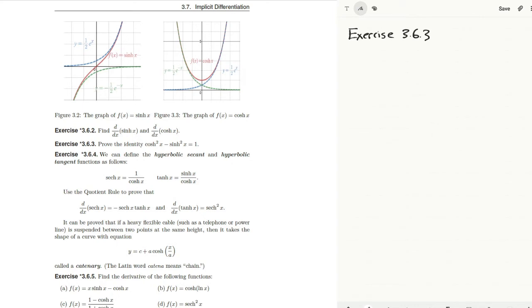So now let's look at an identity. Recall that for the trig identity, we have cos squared of x plus sine squared of x is equal to 1. Now the hyperbolic functions will satisfy the identity cosh squared minus sinh squared is equal to 1. And so let's prove this identity.